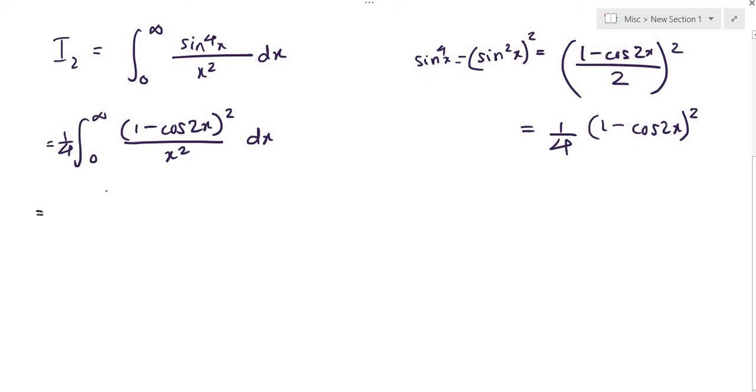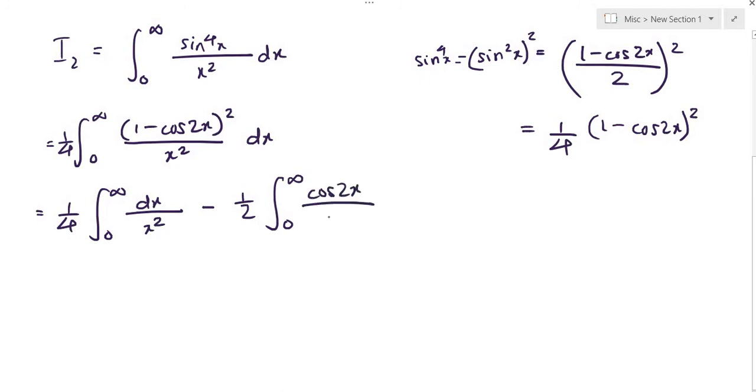Well, why don't we just expand the bracket now? So we have 1 over 4 times the integral from 0 to infinity of dx over x squared minus 2 times cosine of 2x, and the 2 divided by 1/4 is a negative half. So we have a negative half times the integral from 0 to infinity of cosine of 2x divided by x squared dx, and a cosine squared term.